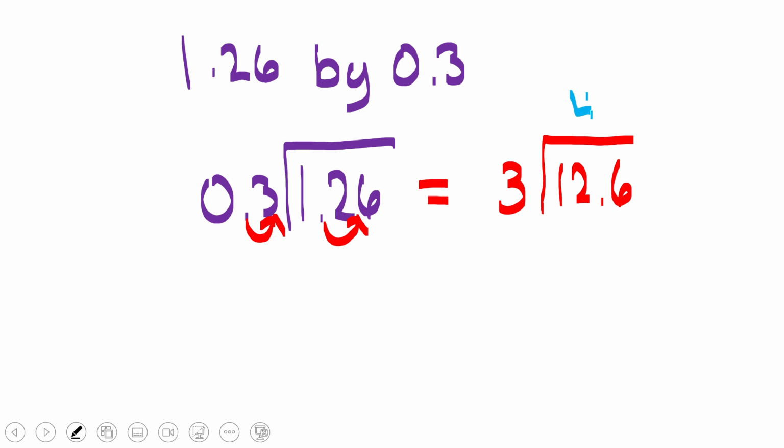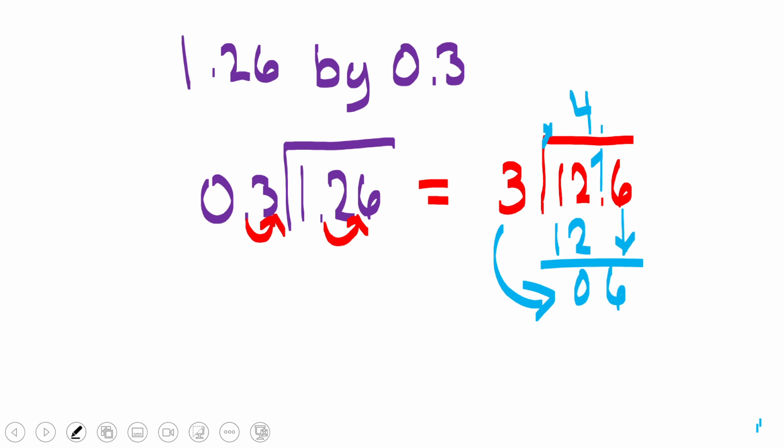3 fits into 12 4 times. 4 times 3 is 12. 0. Our decimal goes up. Our 6 is a bring down. 3 goes into 6 twice. And 2 times 3 is 6. We're going to have 6 minus 6 and a terminating division problem at 4.2 in the positive.